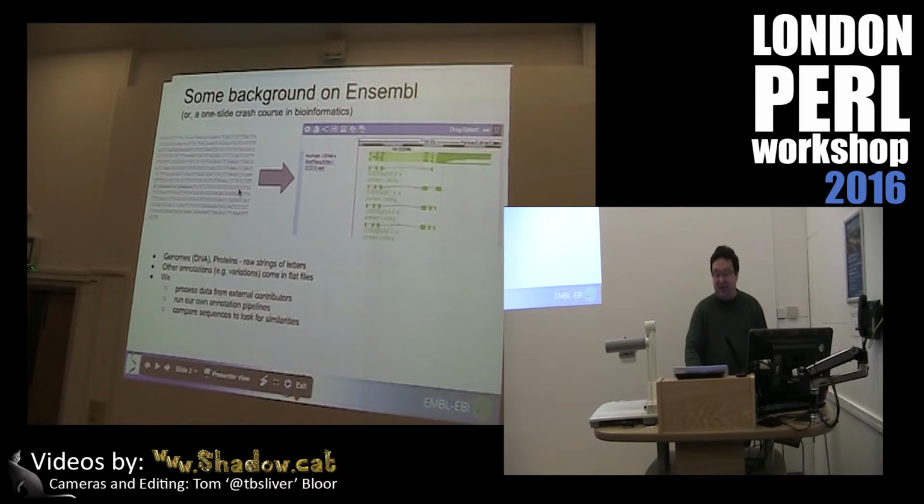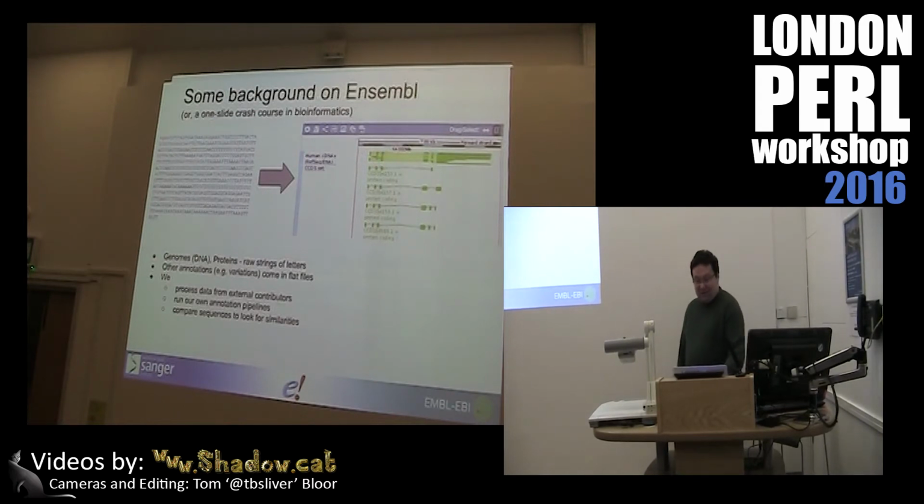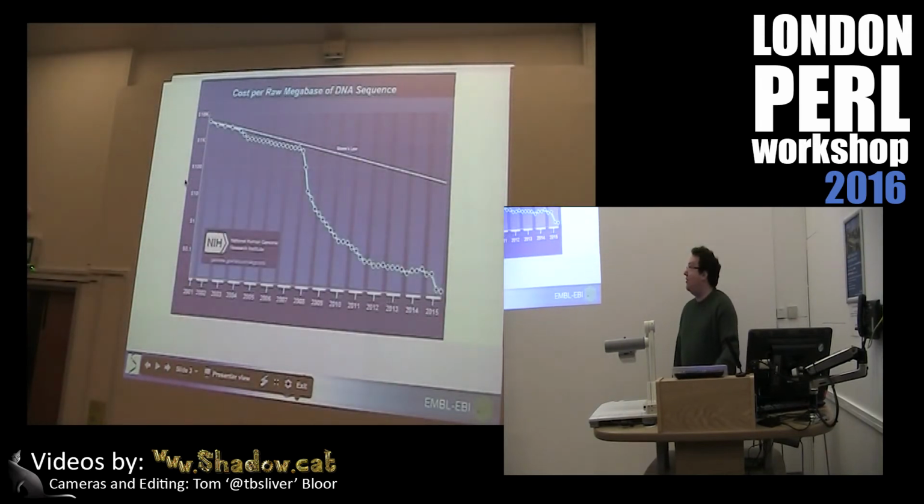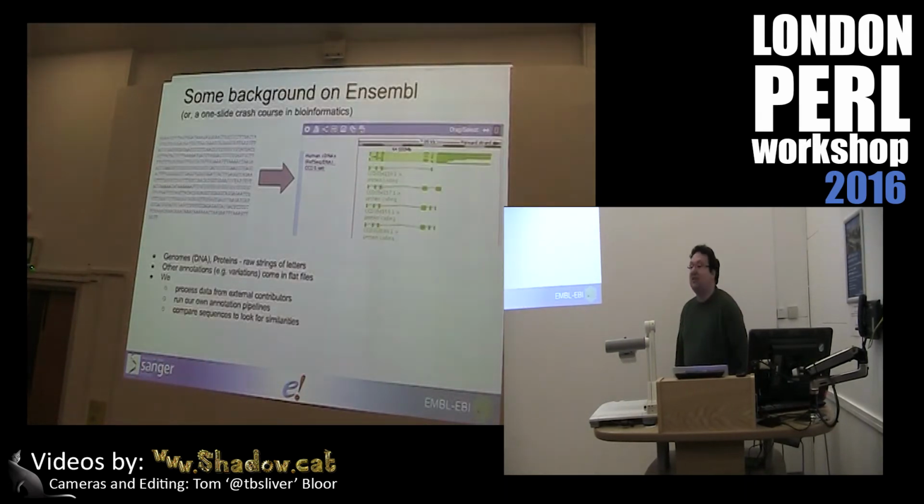So what we do is we decompile this and we turn it into pretty pictures with features annotated on it. And we process data that comes in from external contributors. We run a whole bunch of our own pipelines which take this and find out what's interesting. We compare lots and lots of these long strings of sequences side by side, and so as we get more species and more individuals in there, that amount of comparison explodes.